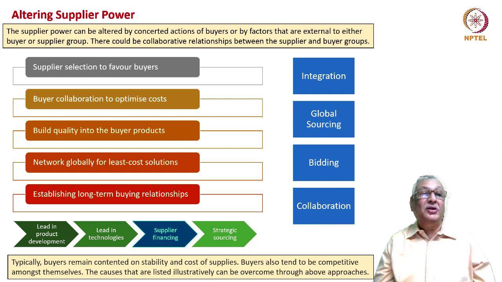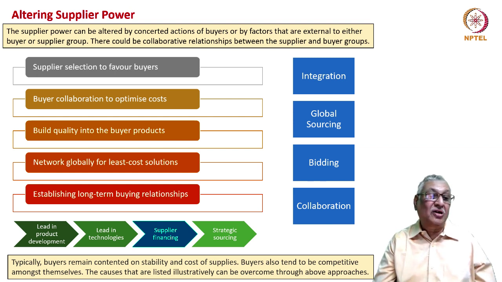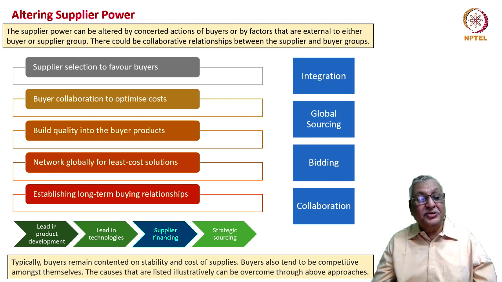How do you alter supplier power? Same principles as altering the buyer power. Good supplier selection to favor buyers, collaboration between buyer and supplier to optimize costs, building quality into the buyer products. Therefore, the buyers will be motivated to buy only from the designated suppliers. Network globally for least cost solutions or best price solutions. Establishing long-term buying relationships. These are the ways in which supplier power can be altered and usually enhanced.